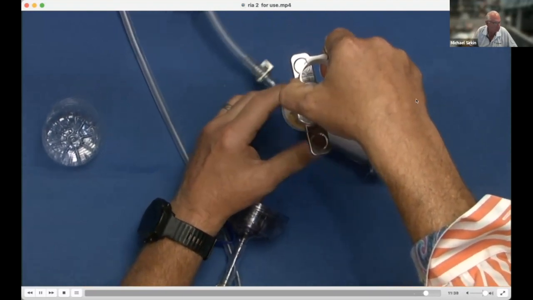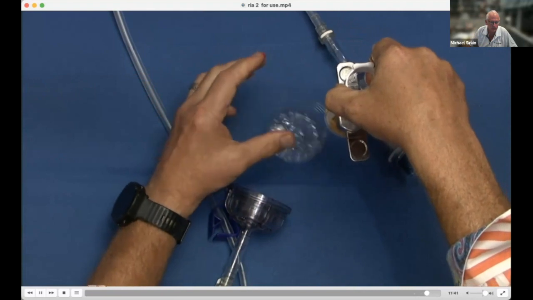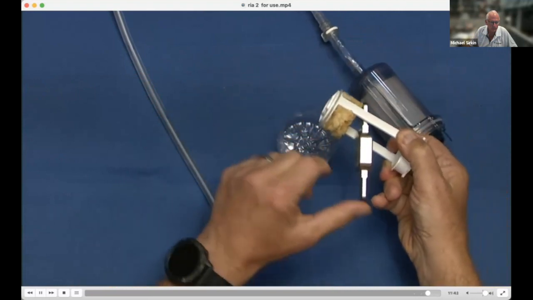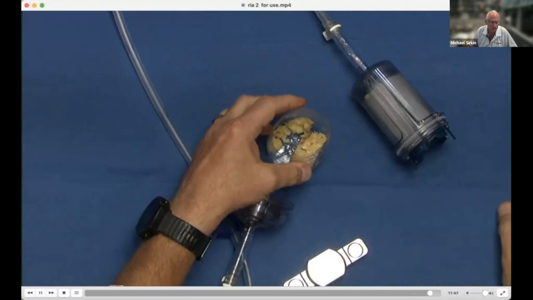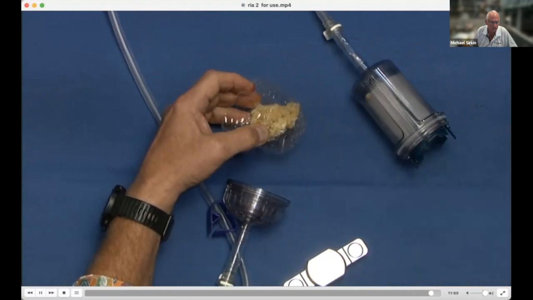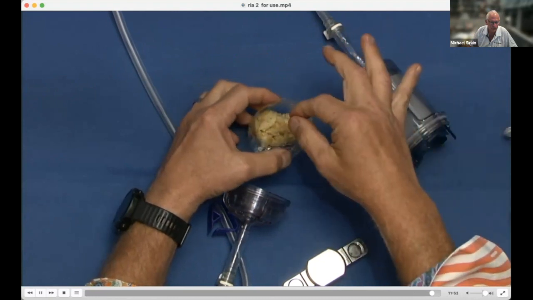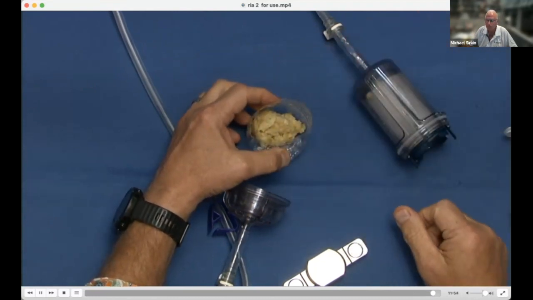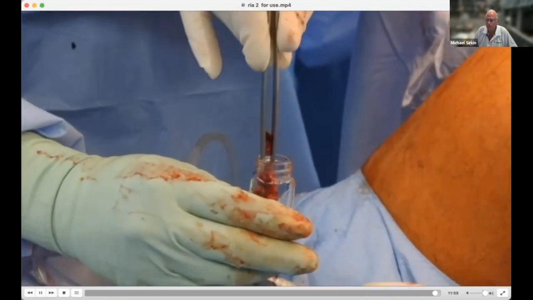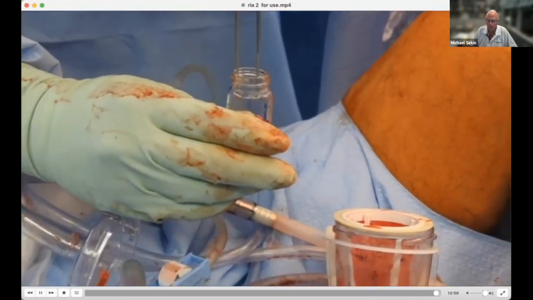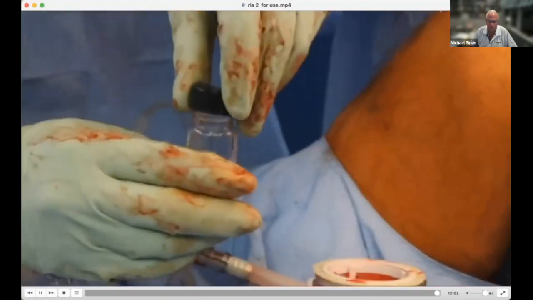You then can take your bone graft out and put it in your collection, and now mix it however you want with whatever other materials. You can also take some of it for biopsy if you were doing a debridement. Here you can see we are taking some of the debrided intramedullary bone and membrane and sending them for cultures. Sorry about that. So that's how to use the RIA.